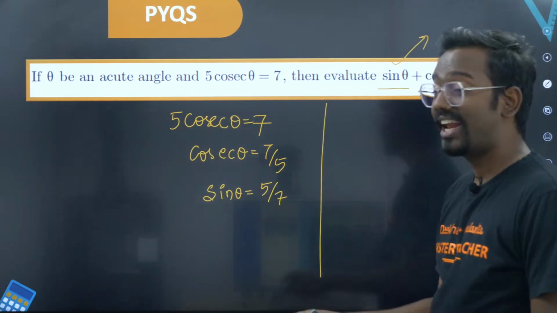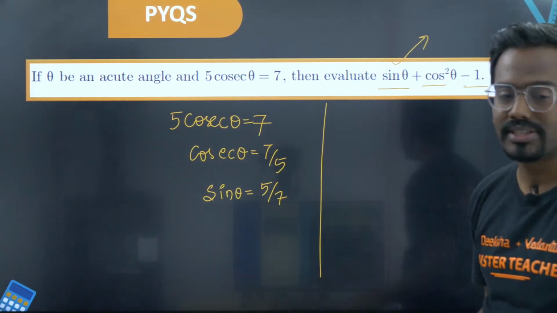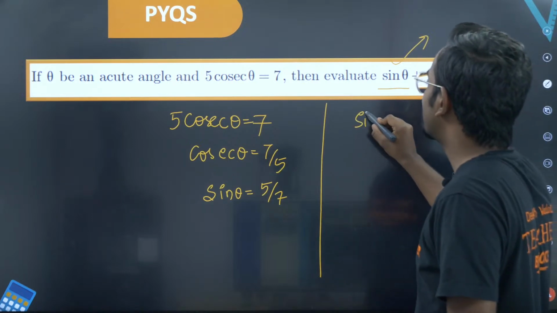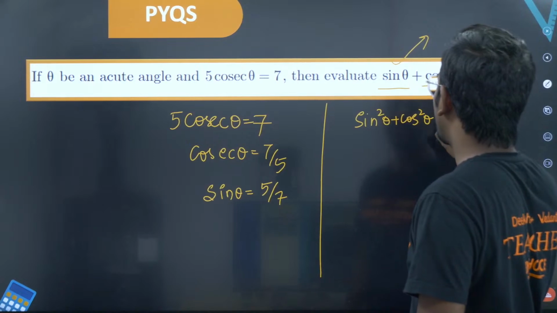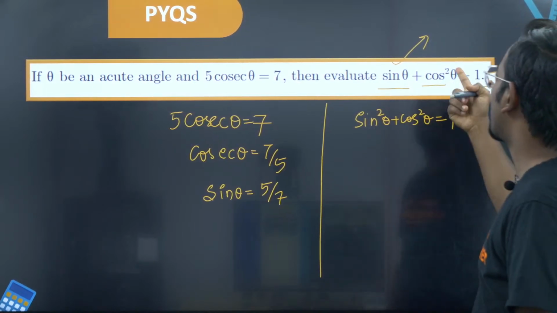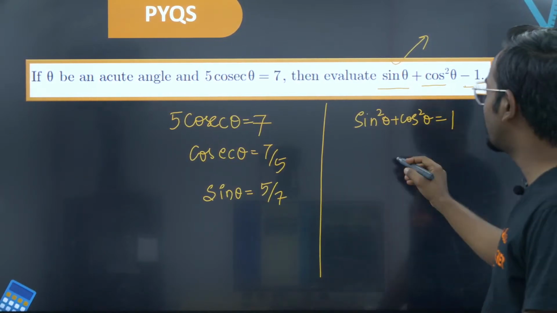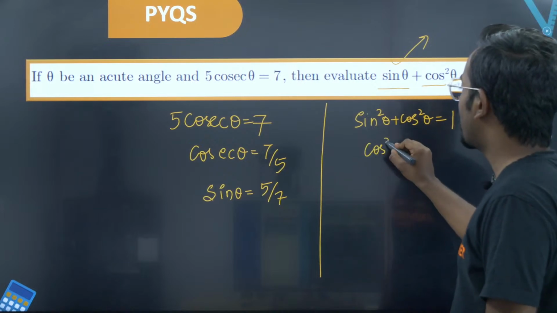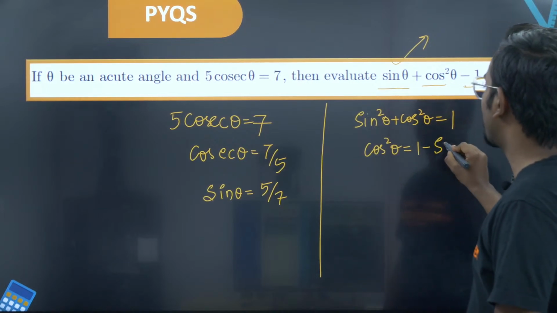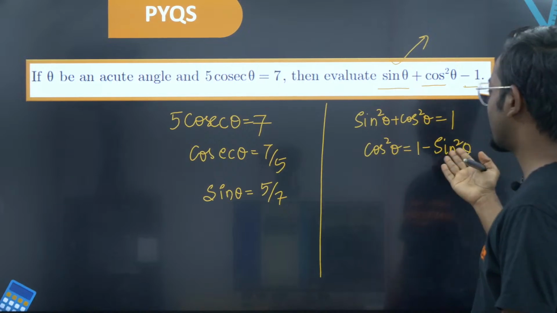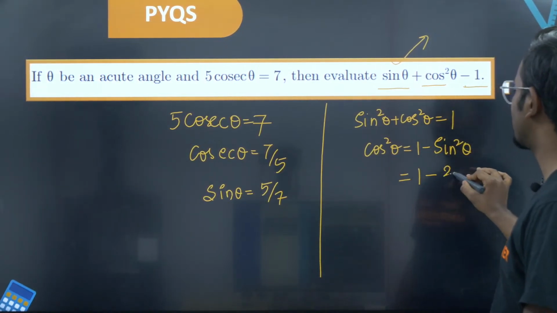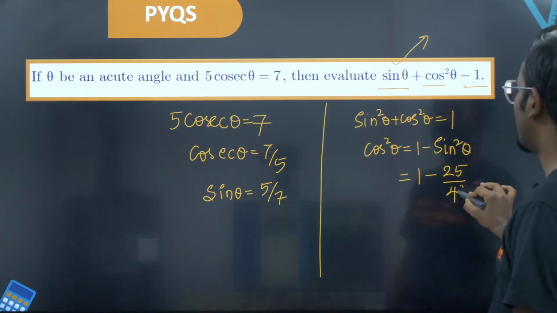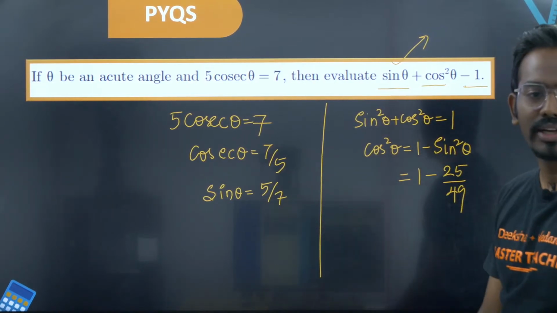Sir, we know that there is a relation between sin and cos theta. What is that relation? Sir, I know that sin square theta plus cos square theta is equal to 1. In fact, I want cos square theta. So you can get cos square theta is equal to 1 minus sin square theta. I know what sin is already. So this becomes 1 minus 25 by 49, taking the square of 5 by 7.